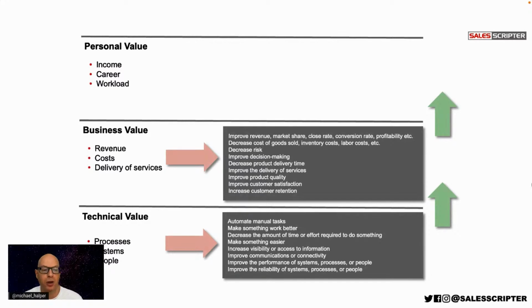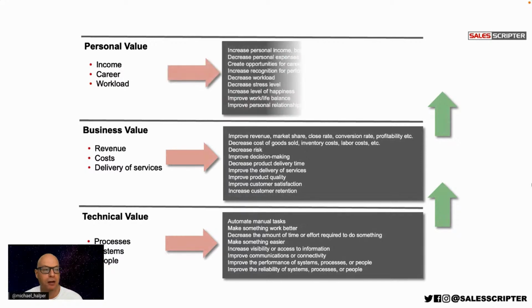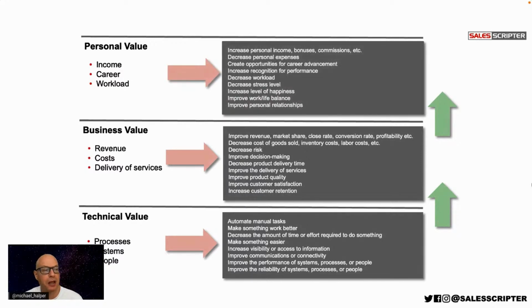So if they buy from you and that helps their company to sell more or save costs, that might help them from an income perspective to hit their annual bonus or get better commissions or help them to advance their career or help them to decrease their workload by automating something so they can get home and have dinner with their family. And so some examples of these might be increased personal income bonuses, decrease personal expenses, create opportunities for career advancement and increase recognition, decrease workload, decrease stress, increase level of happiness, improve work-life balance, improve personal relationships.